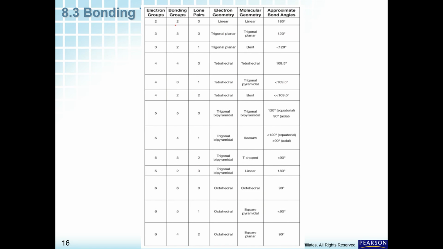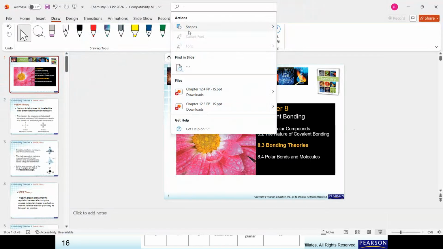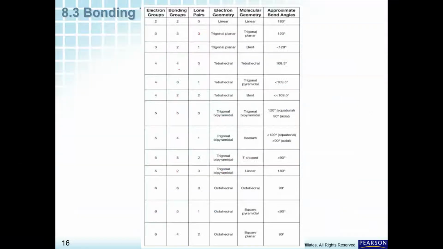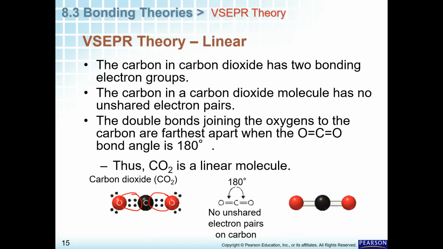So up here, if we look, we have 2 bonding but 0 lone pairs, we're going to see my shape is linear, which automatically makes it 180. Anything that is linear is always going to be 180 degrees. And we can actually look at that. The double bond is going to be about 180 degrees apart. And so we say carbon dioxide is linear.